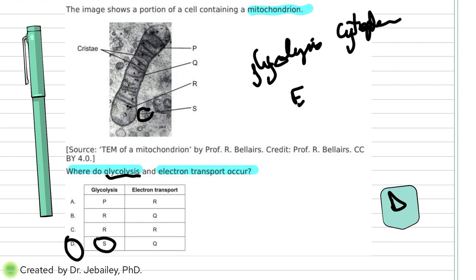And the electron transport chain usually happens in the inner membrane, right? In this case, you can see it's not P, because P is on the outer membrane. And it cannot be R, because R would be the matrix. So we only have Q here, and Q is right on the dot of the cristae, so it's Q.